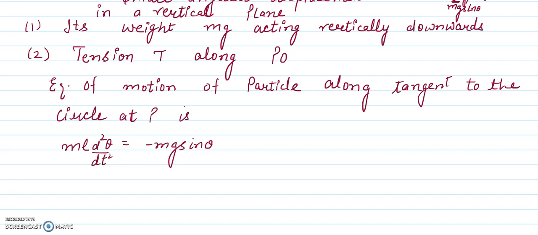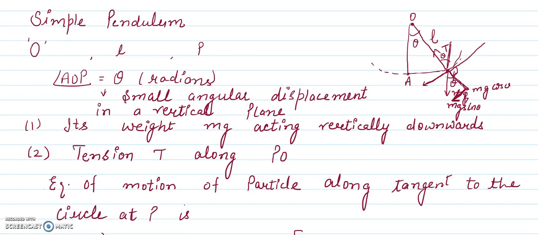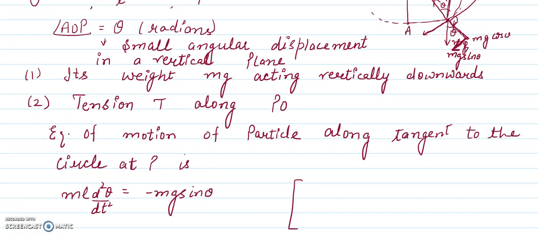How have I written this equation? Because this tangent is to the circle, the vertical circle at P, and the radius of this vertical circle is L because the length of the string is L. So acceleration along the tangent to the circle of radius L is L d square theta by dt square, and we know that by Newton's second law of motion, mass into acceleration is equal to the force. Now this negative sign is because the acceleration of the particle is towards the mean position.